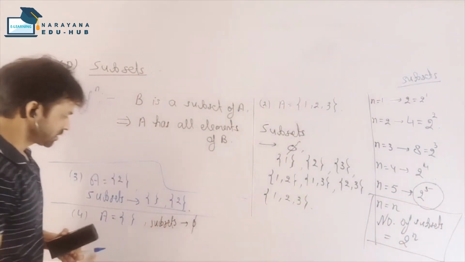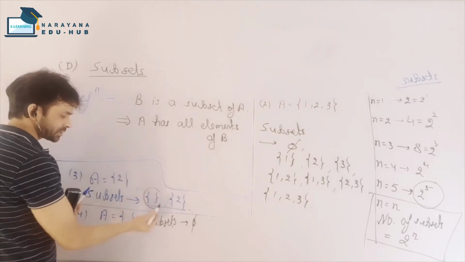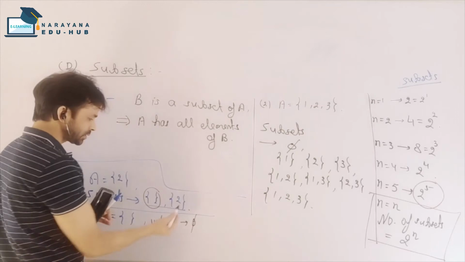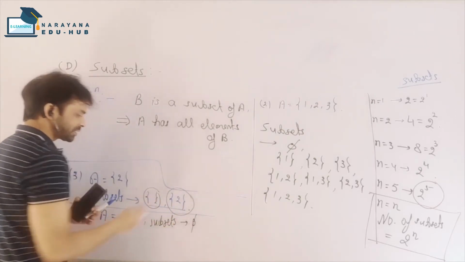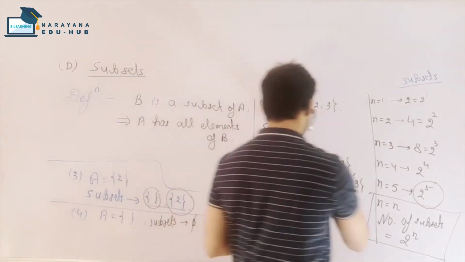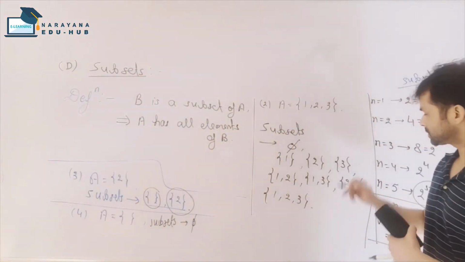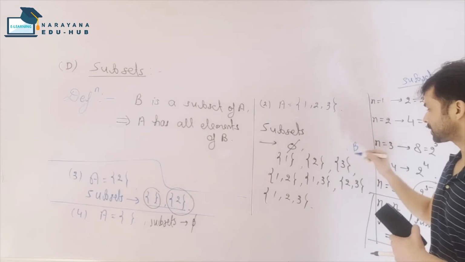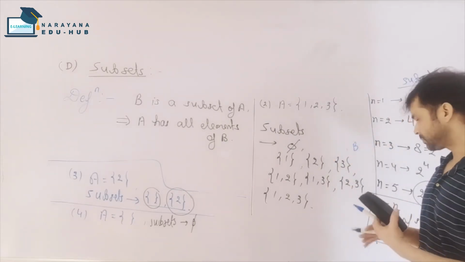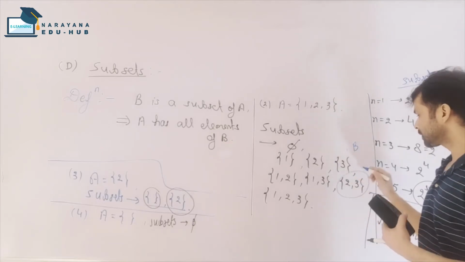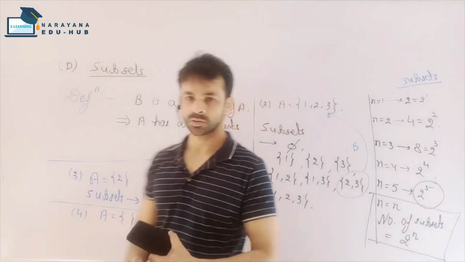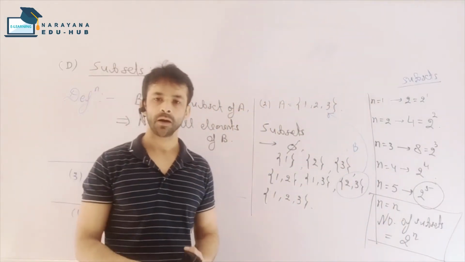You can check. If I take B as this, then obviously this has nothing. And if I take B as this, then A has 2. Come to this point: if I take this as B, then A has this element. If I take B as this set, then A has all these elements, 2 and 3. So it simply means this.